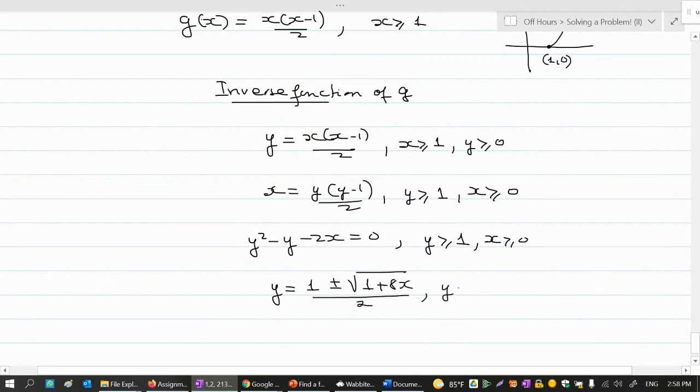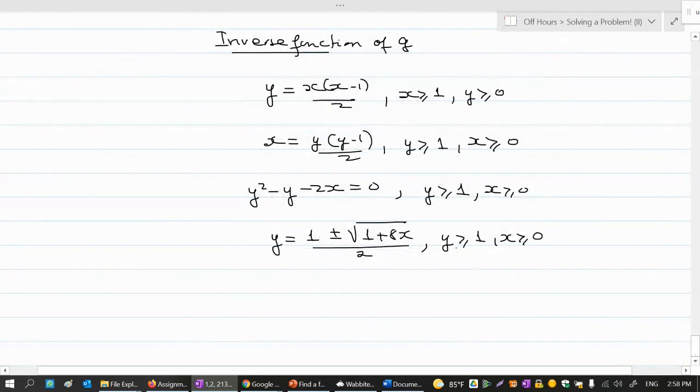Again, for y to be greater than or equal to 1, x has to be greater than or equal to 0. But for y to be greater than or equal to 1, you cannot choose the negative sign here. You have to choose the positive sign only. So it means that y has to be (1 plus the square root of 1 plus 8x) all over 2. And this is defined for values of x greater than or equal to 0.